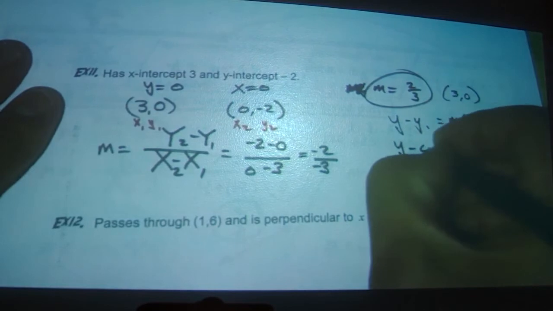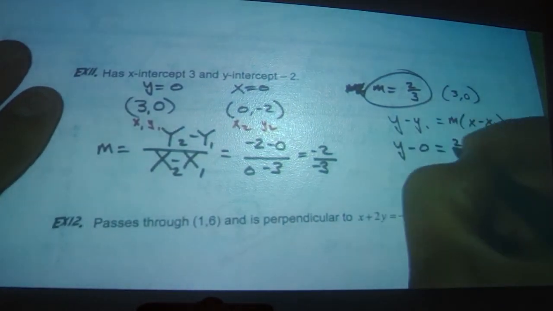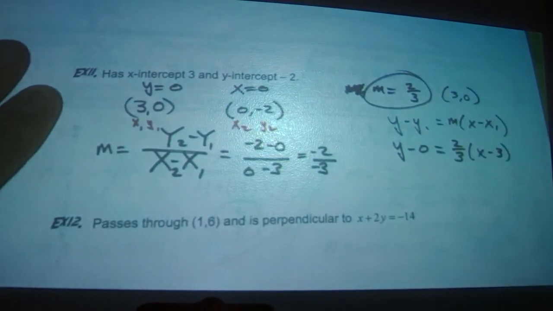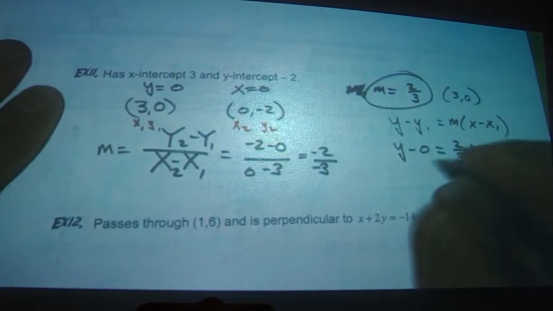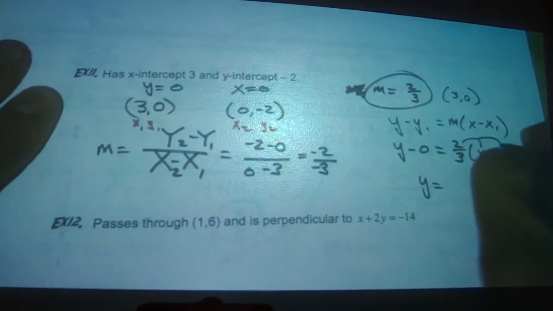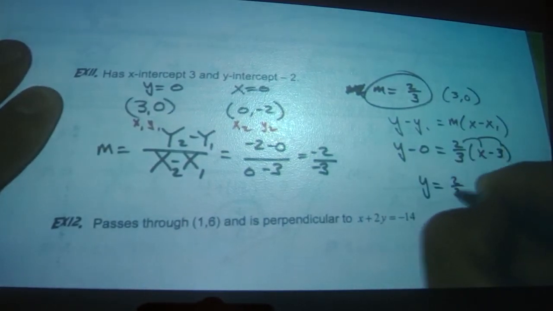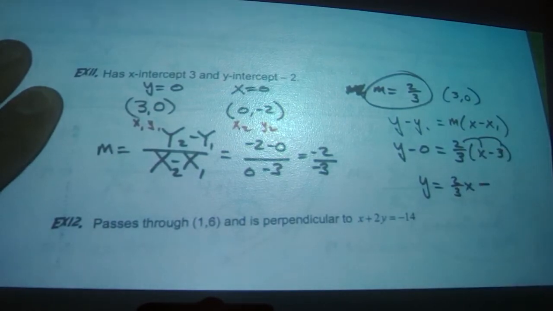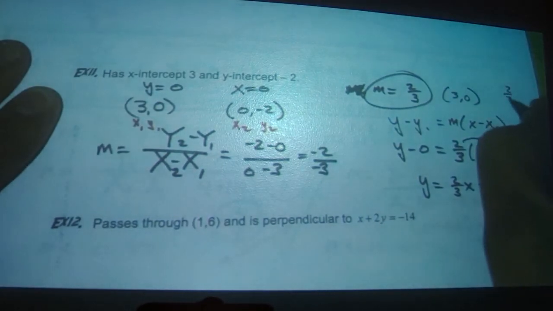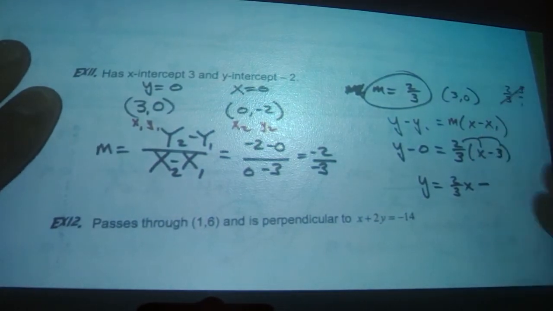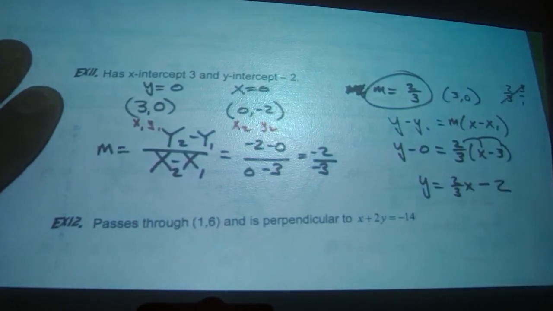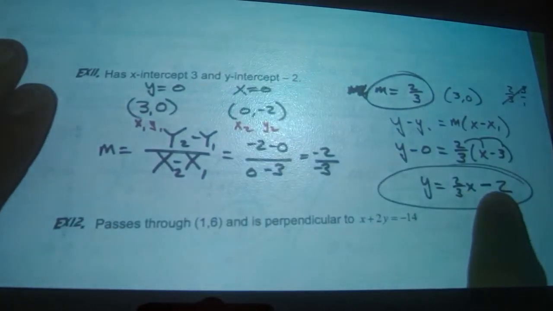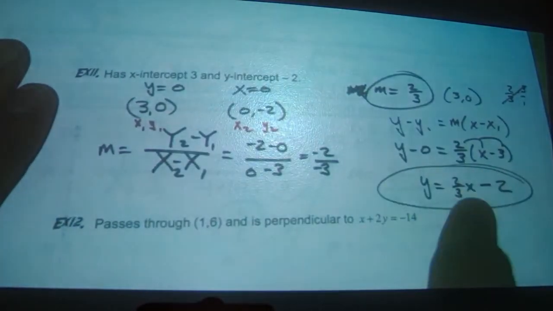Plug that in. I've got y minus 0 equals 2/3 times x minus x1, x minus 3. Y minus 0 is y. And then distribute. 2/3 times x is 2/3 x. 2/3 times -3. Positive times a negative is a negative. And then if you need to, go off to the side. The 3's cancel, leaves you with -2. So final answer, that is the same y-intercept. So if you knew you had the slope and y-intercept, you could just go right to this step.